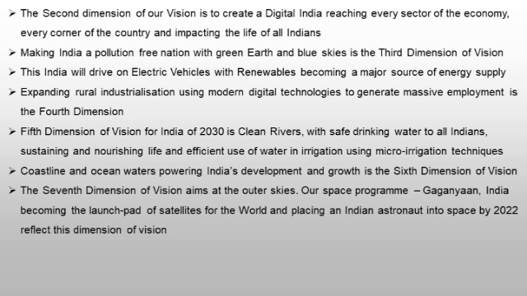The third one is making India pollution free. How? It is based on electric vehicles. That is the third pillar. And the fourth pillar is rural industrialization using digital technologies. This is possible only when the government launches 5G, Internet of Things. So the government is promising we will do that. And the fifth dimension is clean rivers. Sixth dimension is coastline and ocean waters.